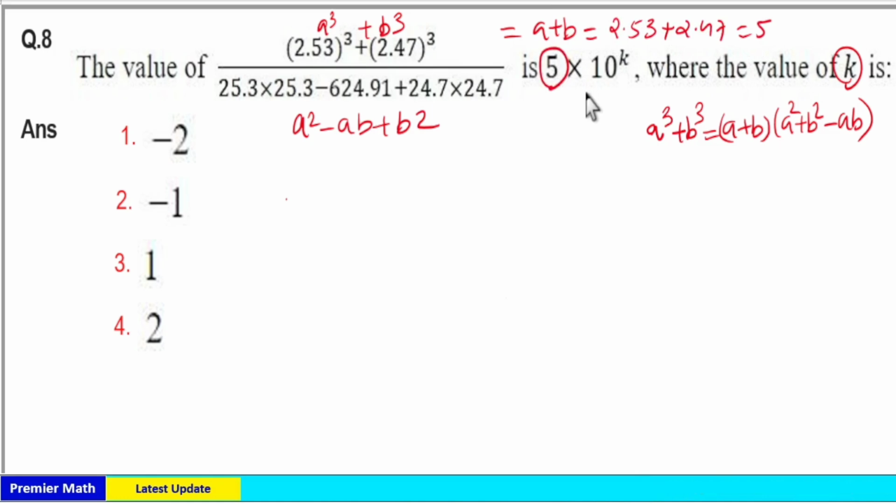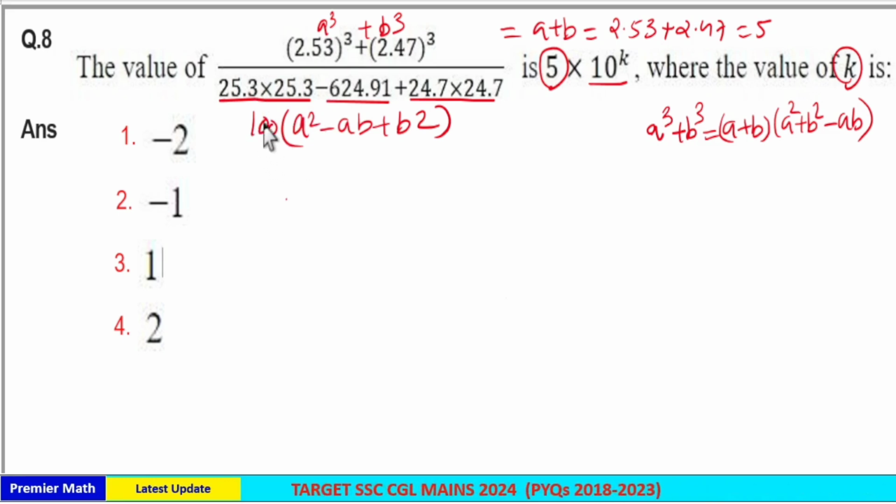And here we have 5 as answer, but along with 5 you have 10 raised to k. But if you look at the denominator, you don't have a square minus ab plus b square. You have 100 into a square minus ab plus b square. That is, instead of 2.53 square, you have 25.3 square. Instead of 2.547 square, you have 24.7 square. Same way, instead of 6.2491, you have 624.91.